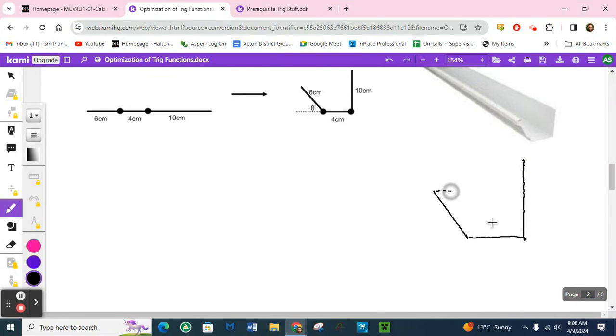And the cross-sectional area would be, I'm just making a dashed line from the tippy top of this 6 centimeter line. The cross-sectional area is going to be the area of this trapezoid. What do we know about this trapezoid? We know that the bottom side is 4 centimeters.